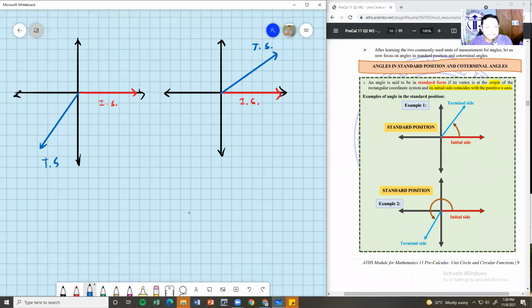Okay? So therefore, if your initial side is on the positive x-axis, that is always in standard position. Now, what are we learning here? We will not be learning anymore about the other non-standard positions because that's what we learned when we were in geometry. All the other angles presented were all in non-standard position. But in here, the initial side is always on the positive x-axis. Okay? So show me a reaction if you understood the meaning of the initial side and the terminal side.